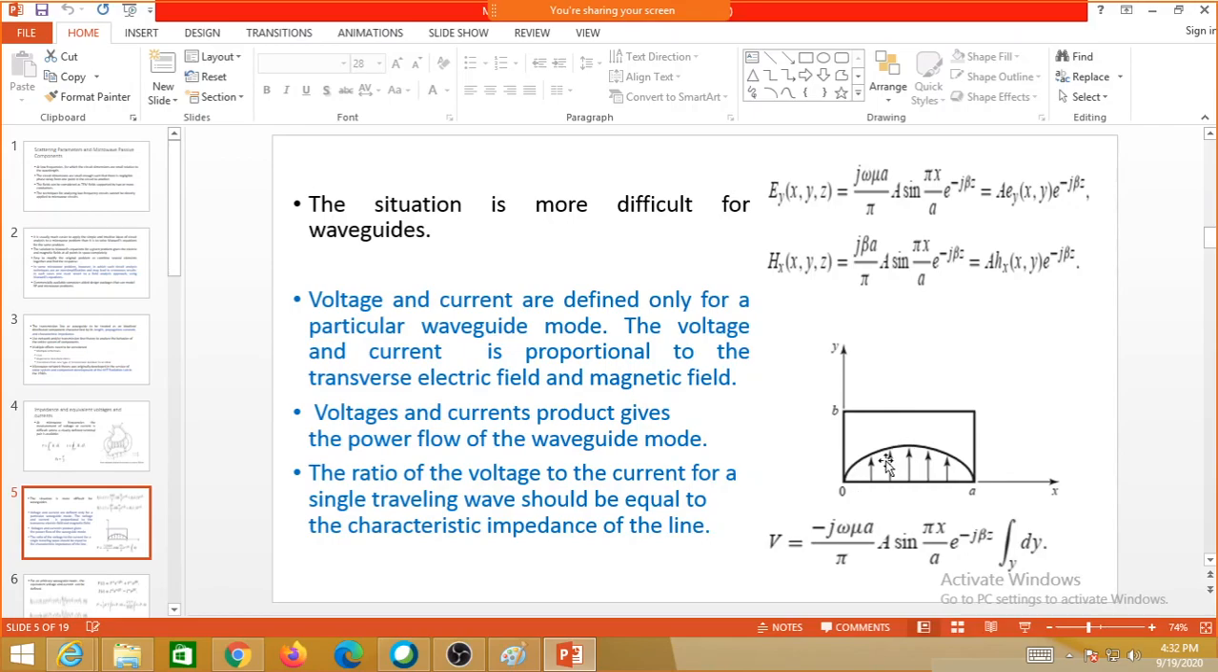Which is the dominant mode in a waveguide? Can anybody tell? Hello? Can anybody tell which is the dominant mode in a waveguide, say for example a rectangular waveguide itself? You might have studied, right?